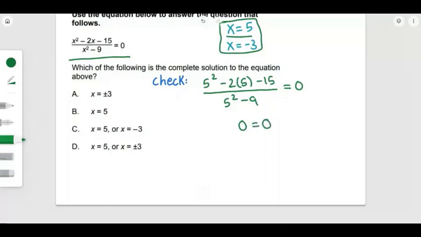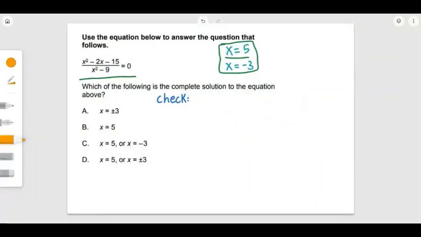As you can see, our solution is correct because it equals 0. So the solution could be x equals 5. But we're not done yet. We need to find if x equals negative 3 is a solution too. So let's try that. Now let's try x equals negative 3. We're going to do the same. We're just going to substitute negative 3 for all the x's in the equation.